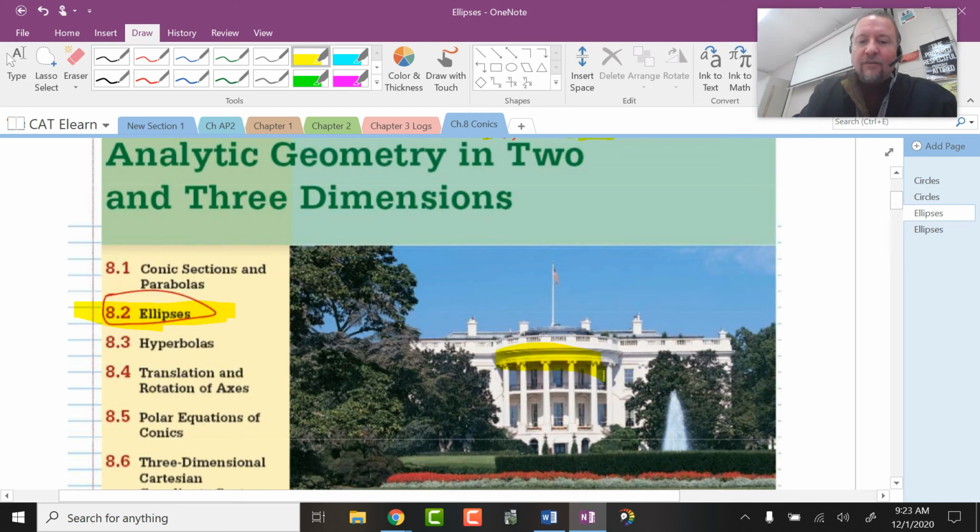Hey, there's architecture. Ooh, that's in the news right now, the presidency and the office changing right now. But anyway, that building has a bunch of conic sections in there.